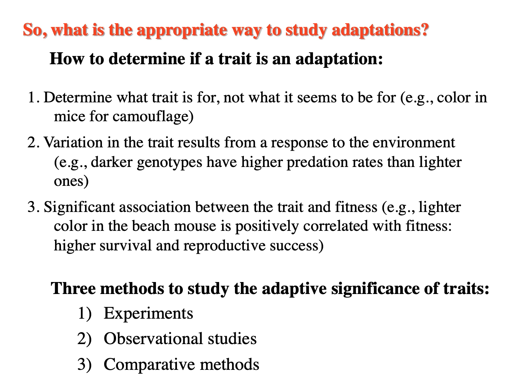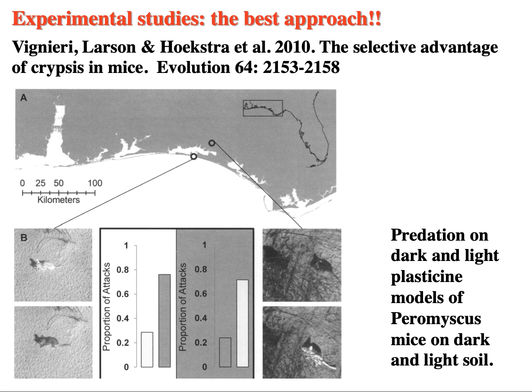So 3 methods have been used to study adaptive traits. 1 is experiments, 2 is observational studies, and 3 is by comparative methods. And I should also mention by sequencing the DNA, RNA, or proteins, and then looking at comparisons of different sequences that have similar or sometimes different functions. So experiments have been performed by putting a mouse, Peromyscus mice, in either light soil or dark soil, and then looking at the number of attacks by predators.